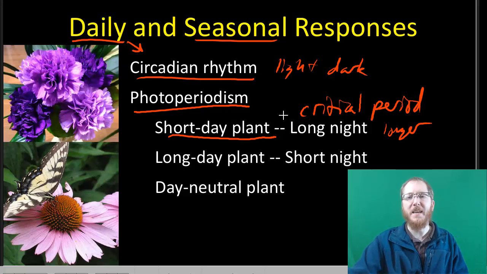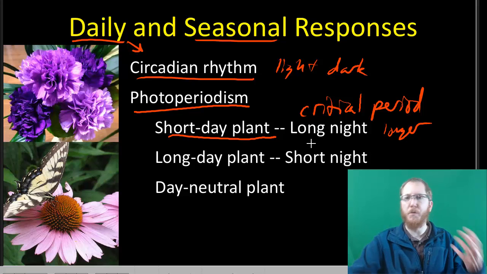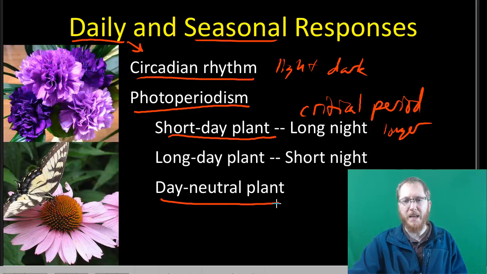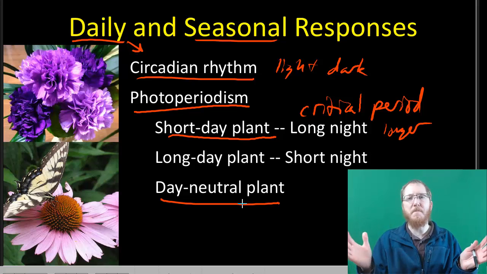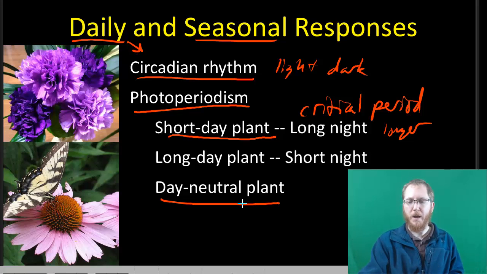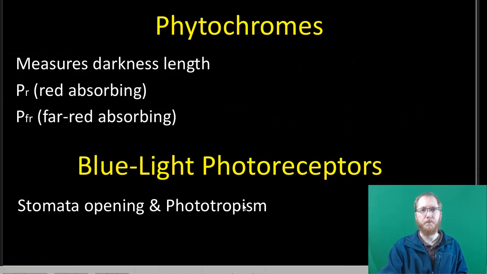And so based upon the exact length they have and what they're going for, this can allow you to flower in the spring, the summer, the fall, whenever it's advantageous. And then day neutral plants, they don't care. They're going to base their decision on something else like nutrition. It's not going to be based upon the light. So day neutral plants will flower when they're good and ready.